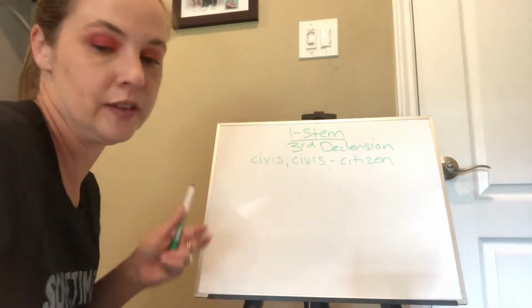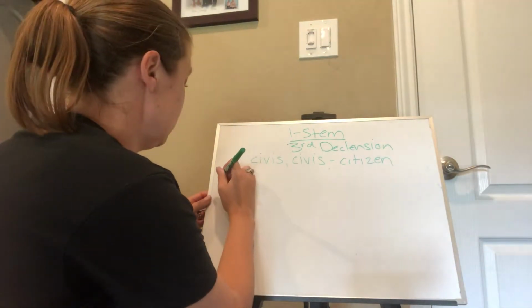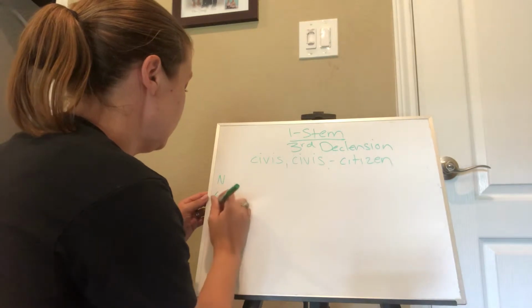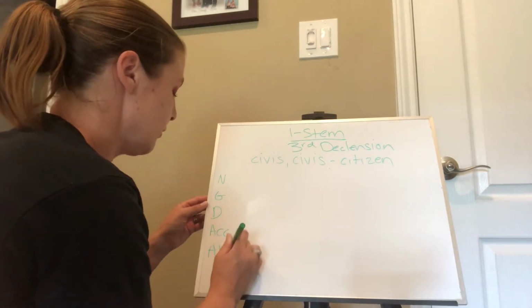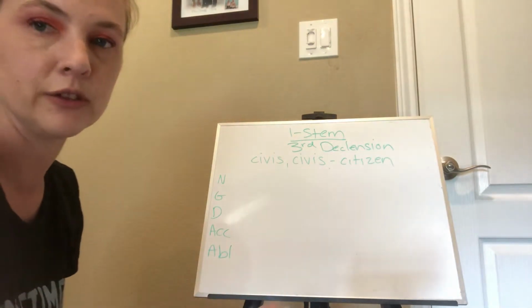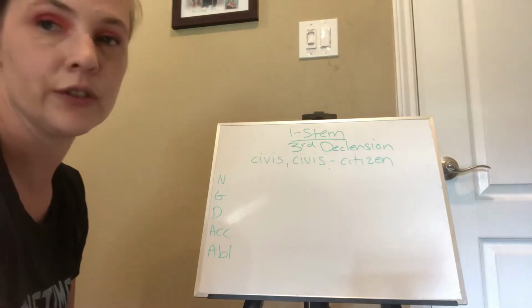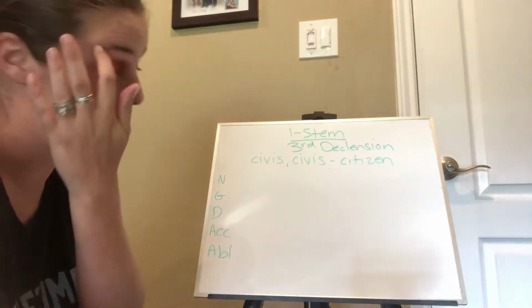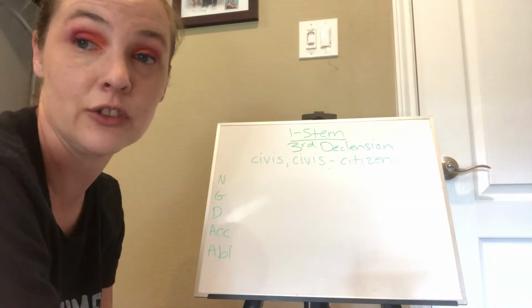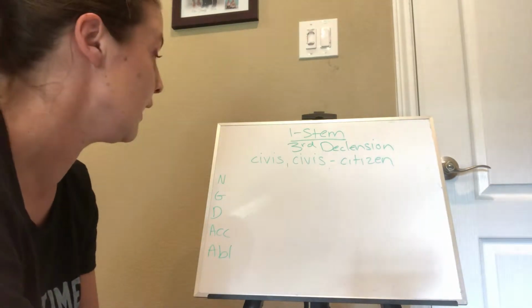We're going to decline this. All right. Nominative, genitive, dative, accusative, ablative. I'm trying to write big because this marker's not very dark. I should have stuck with my usual blue or black. For some reason, I thought it would be fun to change colors. I don't think it's going to be so much fun now.